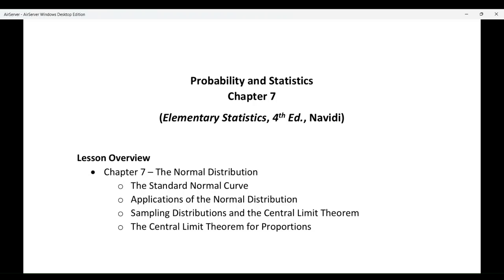Welcome back to Probability and Statistics. This is Lesson 5. We are in Chapter 7 from Elementary Statistics, 4th edition by William Navidi.